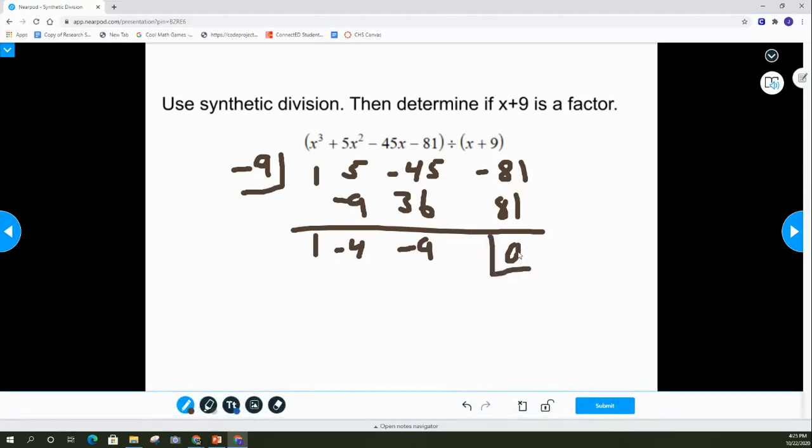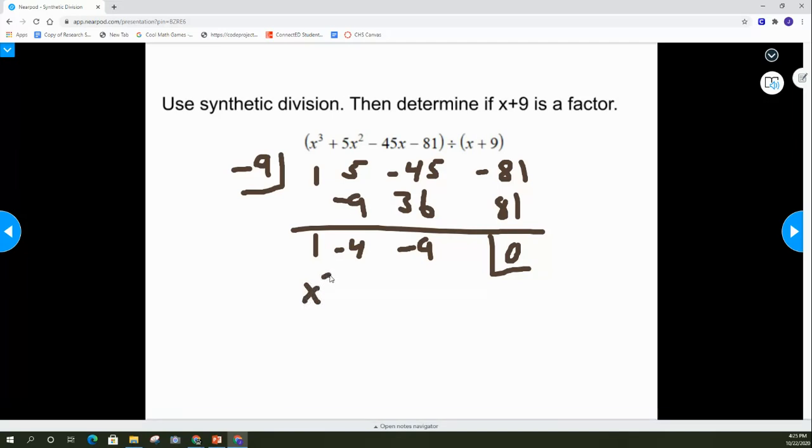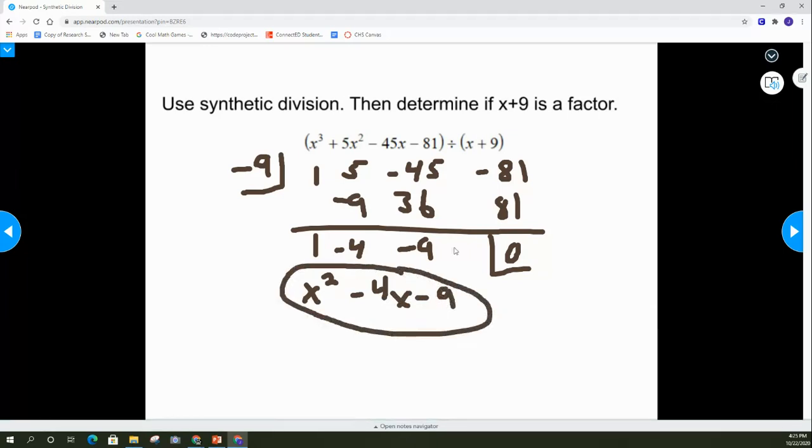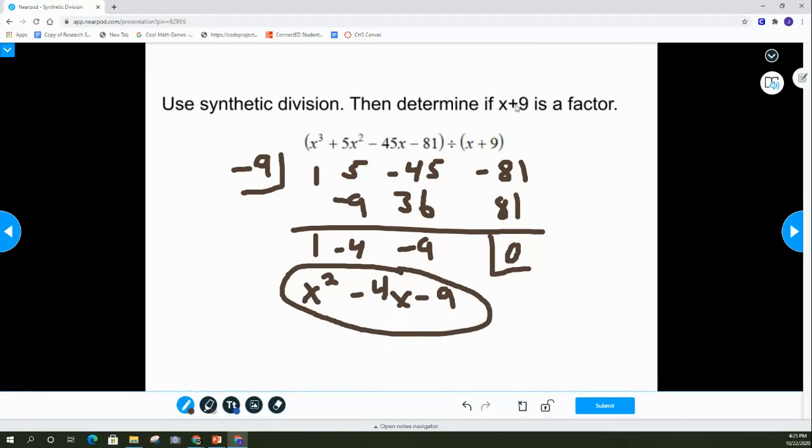My remainder is 0. So my factor remaining is constant, linear, quadratic. So my answer was x squared minus 4x minus 9. So if I divided it, that's what I would get. But my question is asking, is x plus 9 a factor? And the answer is yes, x plus 9 is a factor because we got 0 as a remainder. The other factor would be x squared minus 4x minus 9.